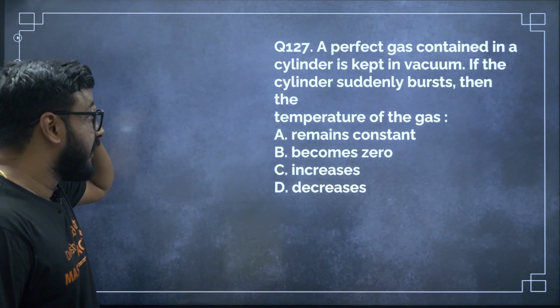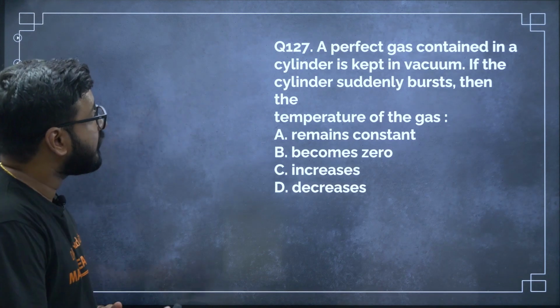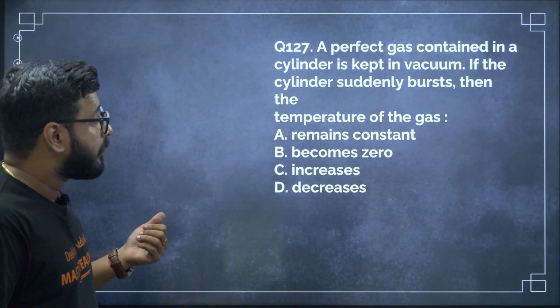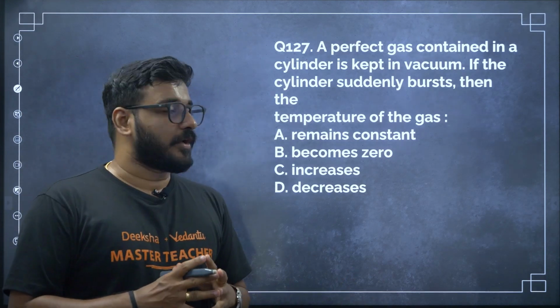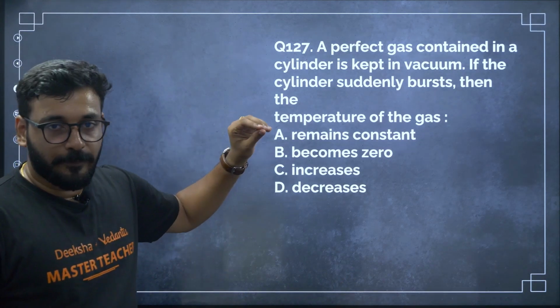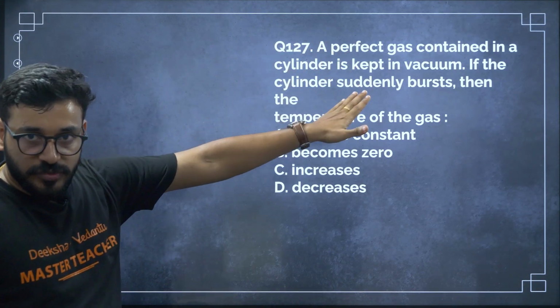A perfect gas contained in a cylinder is kept in vacuum. If the cylinder suddenly bursts, then the temperature of the gas is, yes. This I would place somewhere between easy and medium. Why? Because you have to understand what happens. There are multiple clues given in the question.